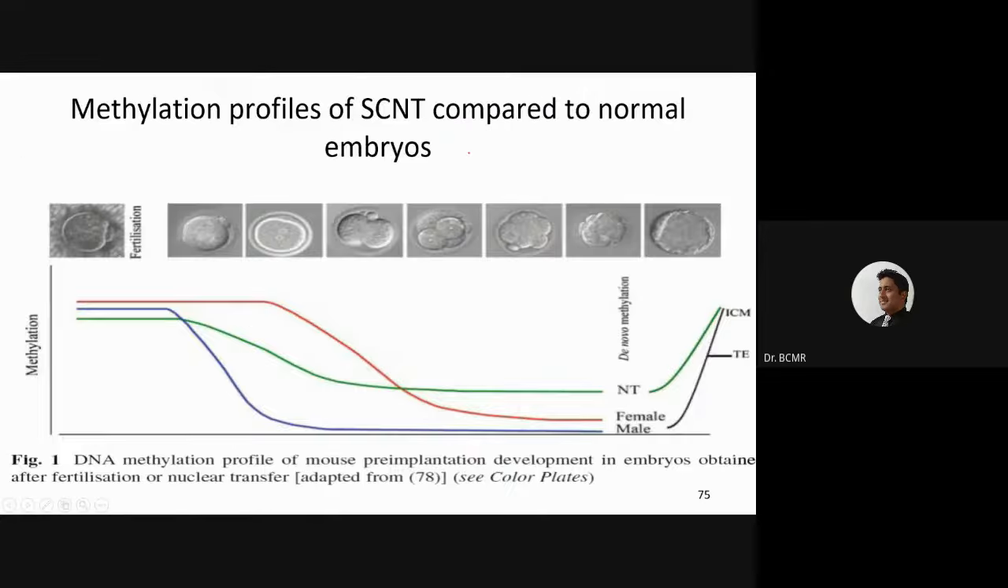Okay. So we also discussed the problems with nuclear transfer, that is, the methylation status. For a normal embryo in male and female pronuclei, you will find that there is a lot of demethylation. Whereas in nuclear transfer, that's not completely demethylated, and then of course de novo methylation happens, and probably they could pose some problems and may result in developmental problems as well.